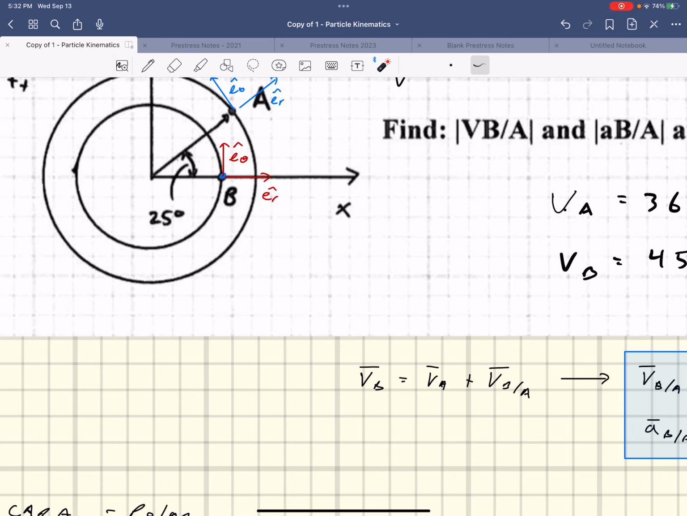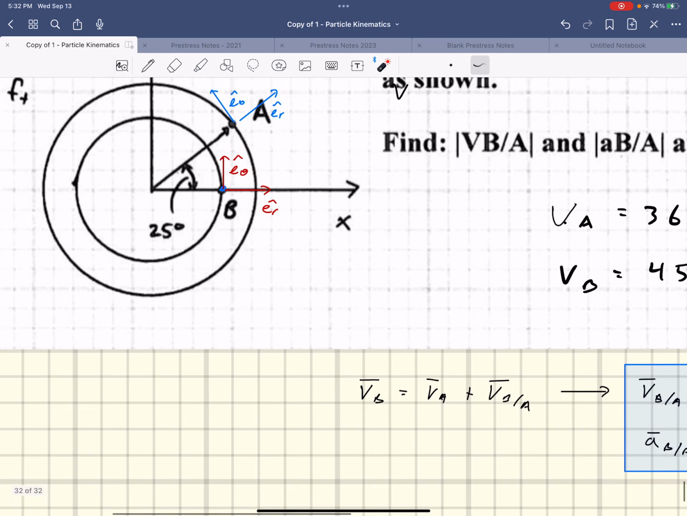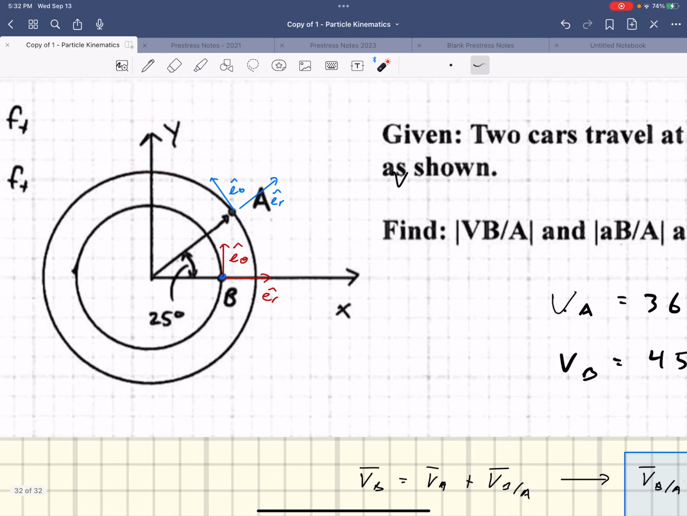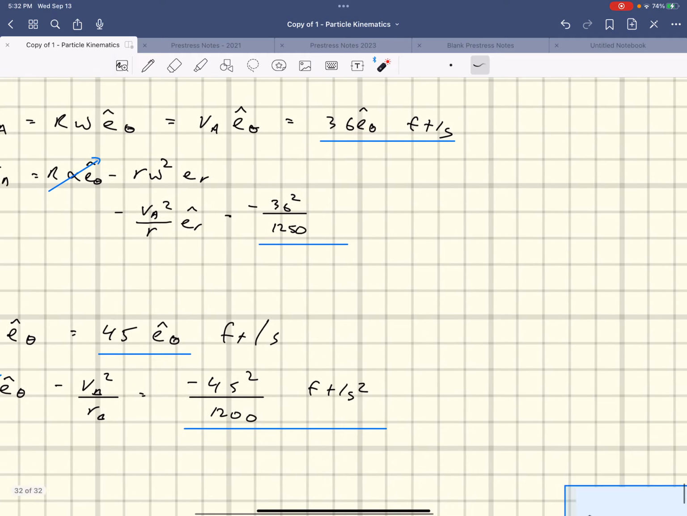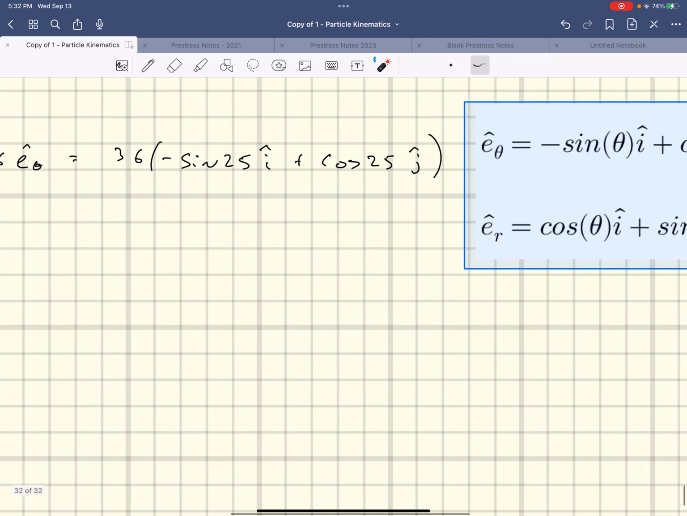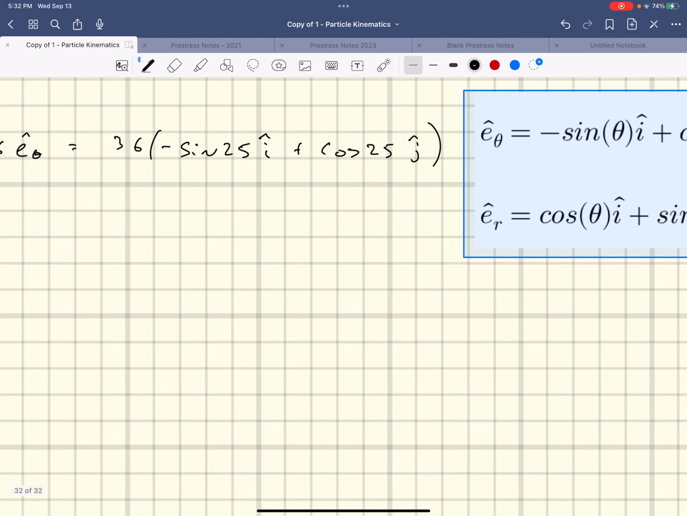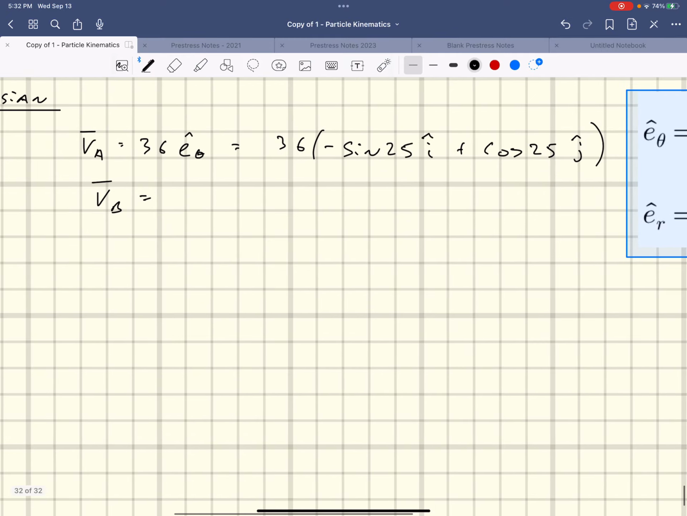The velocity of B is in the e_theta direction, which lines up with the y-axis, so it's all in the J direction. If you put an angle of 0 into this equation, you end up with the same thing. Or you could see by observation that all the velocity is in the J direction. So VB is just going to be 45 in the J direction.